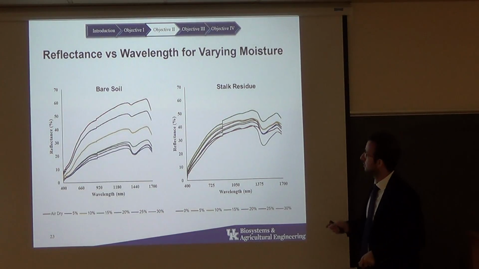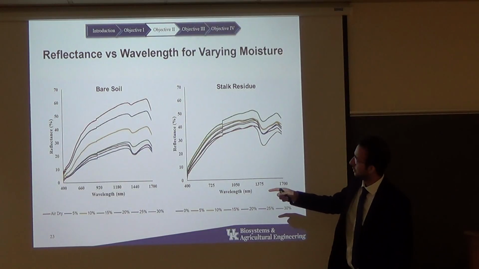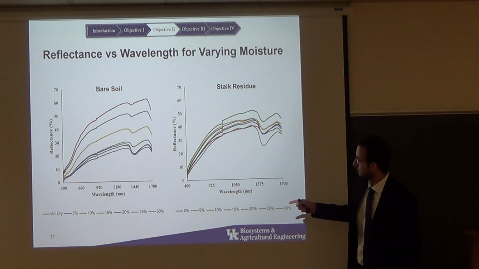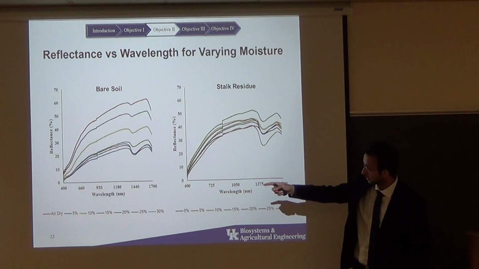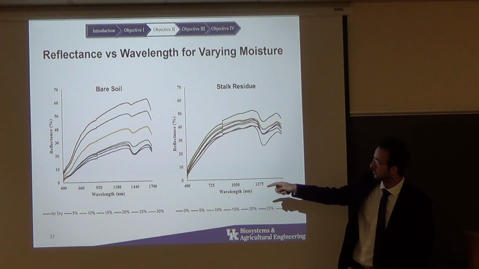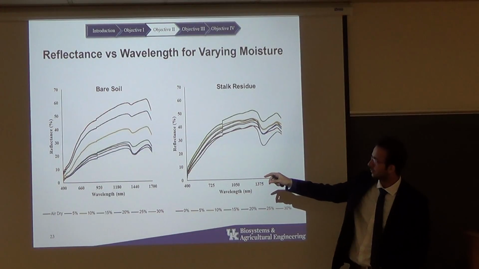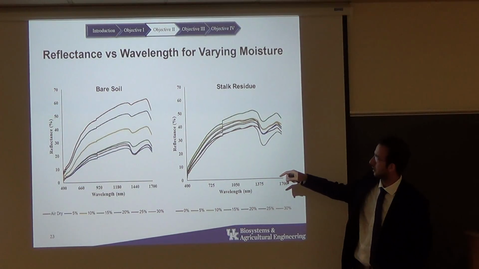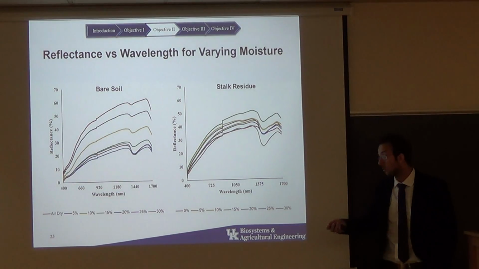In this slide, I plotted the reflectance value against the wavelength for the different moisture levels. As you can see, for the longer wavelengths we have higher reflectance values, and the drier samples reflected more light.